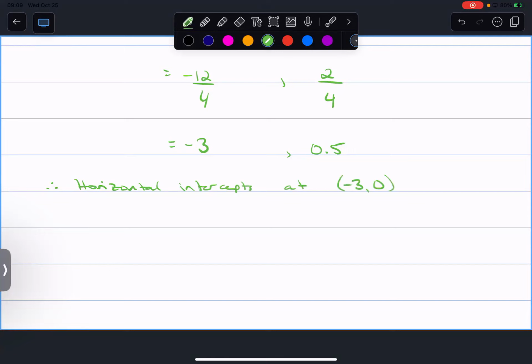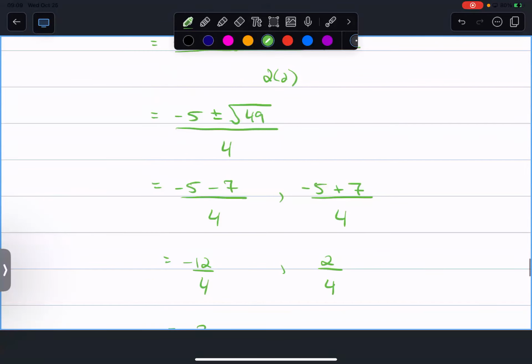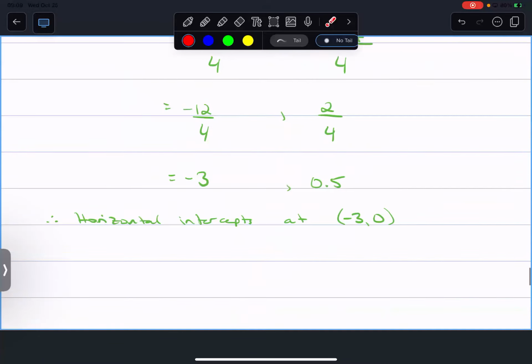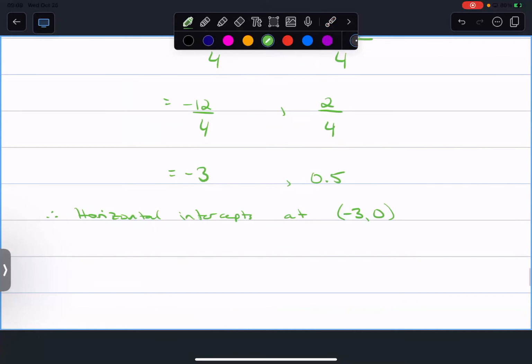-3 is 0, right? We force the output to be 0, so we know that's true. But how can you check your work? You could put -3 into the original equation and just confirm that it equals 0. That's a good way to check it, right? And then you can plug in 0.5 and confirm that it equals 0. And that's the definition of the horizontal intercept. So, -3 and 0.5.